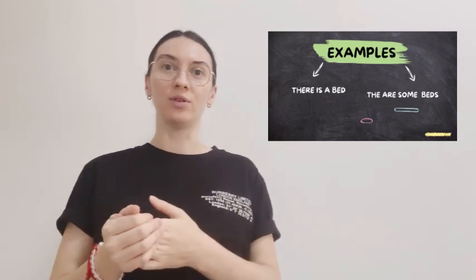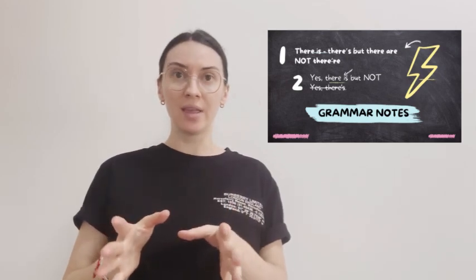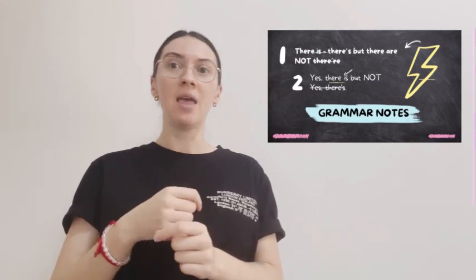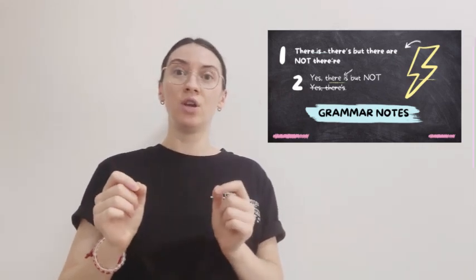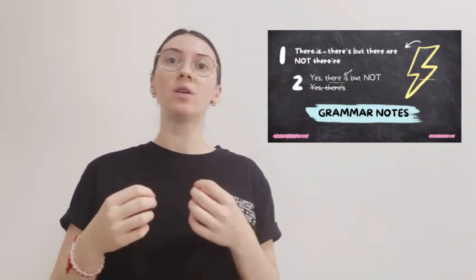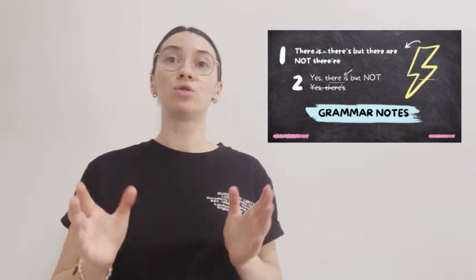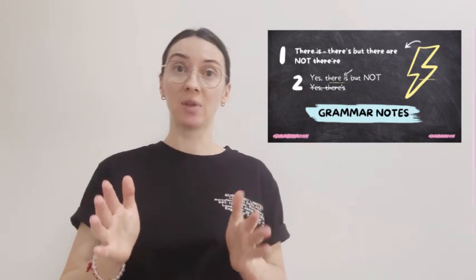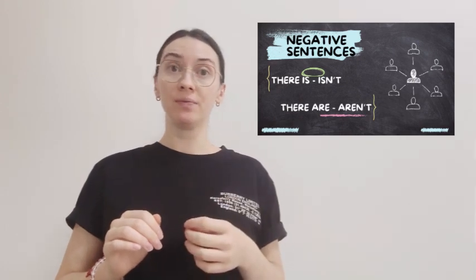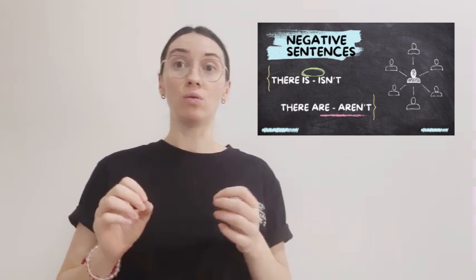Okay, good. Okay, but pay attention that when you write this construction, there is can be shortened and written with an apostrophe, as you can see on the screen. But you can't do it with there are. You need to write it in full. But there is another feature. While answering the question, there is also necessary to write in full. It is impossible to shorten it and write with apostrophe, okay? So when negative sentences are formed, there is changes to isn't, and there are changes to aren't.